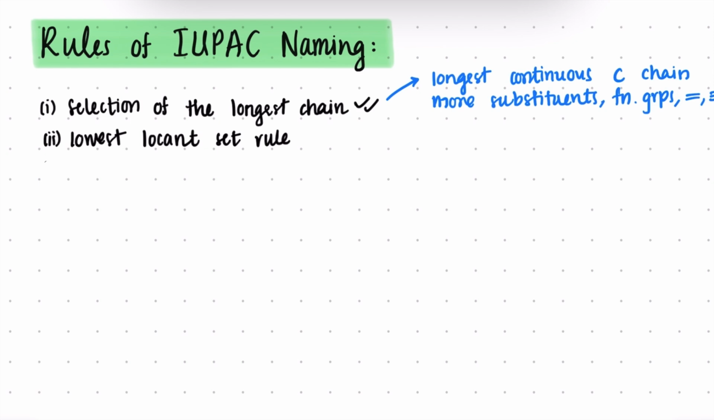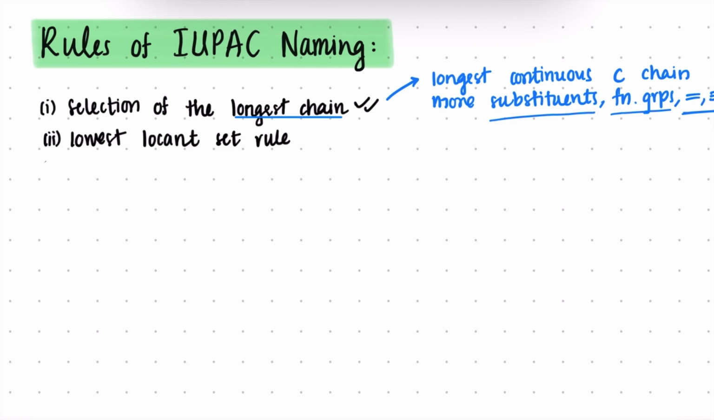So those are the things that you have to check for when you're selecting the longest chain or the parent chain. The parent chain is the one which is the longest, and if there are many chains of the same length, like 5 carbons, many chains present in the compound, each of 5 carbons, and 5 carbons is the longest chain, then you have to check for the substituents or functional groups or the double and triple bonds.